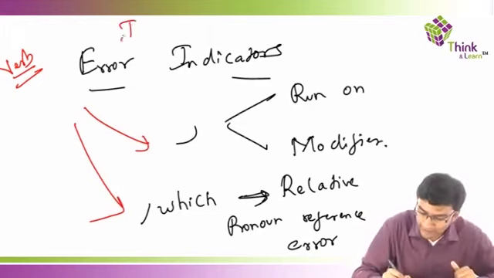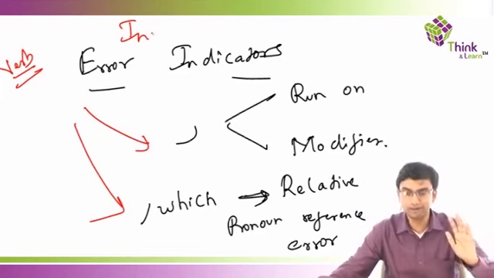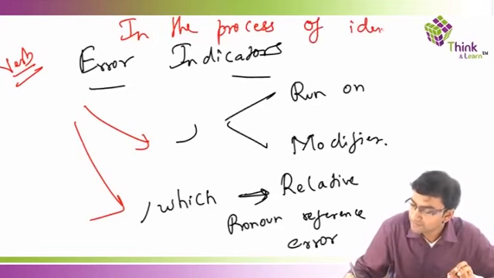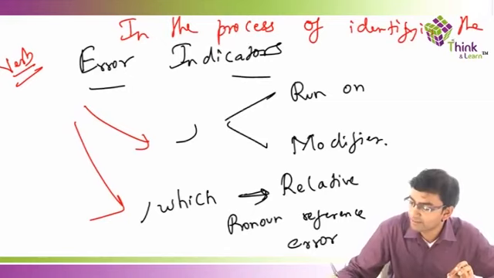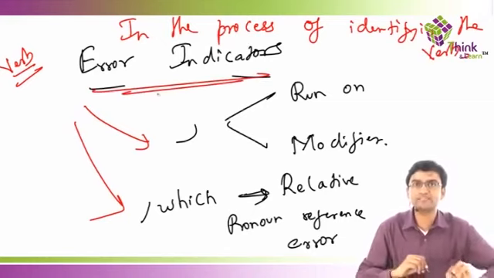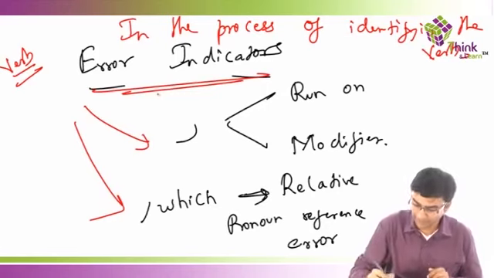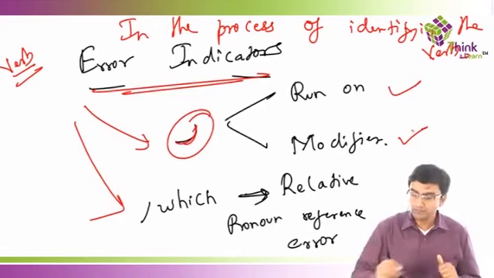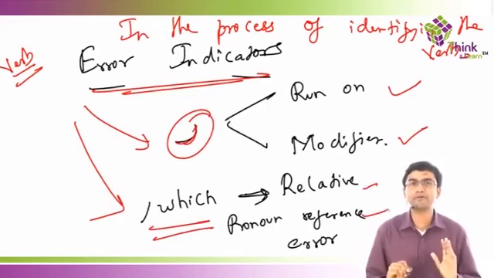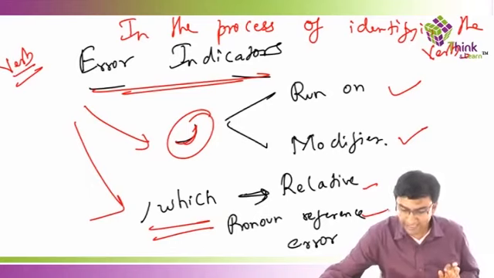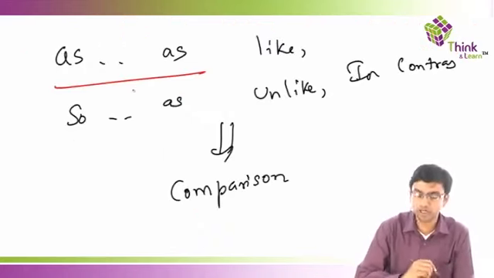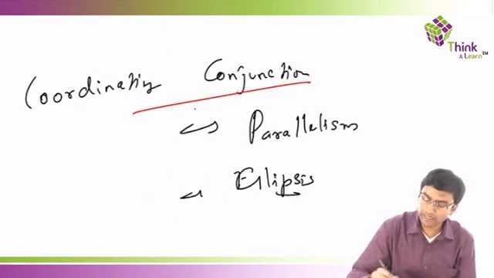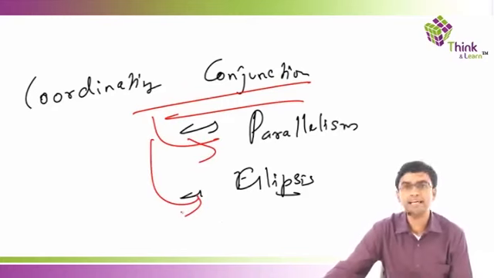Let's put it like this. Step 1 is always to identify the verb in the sentence, but in the process of identifying the verb, if you happen to find any of these error indicators, immediately check for certain errors. For example, what are those error indicators? Moment you see a comma, check for run-on error or modifier error. Moment you see comma which, immediately check for relative pronoun reference error, a standard mistake. Next, you see words like as dot dot as, so dot dot as, like, unlike, etc. Check for comparison errors. And moment you see a coordinating conjunction, immediately check for parallelism error and ellipsis error.